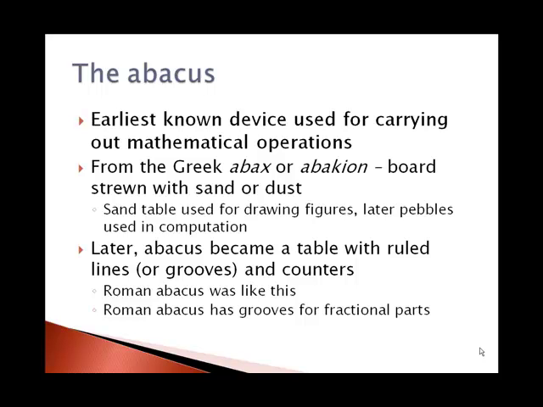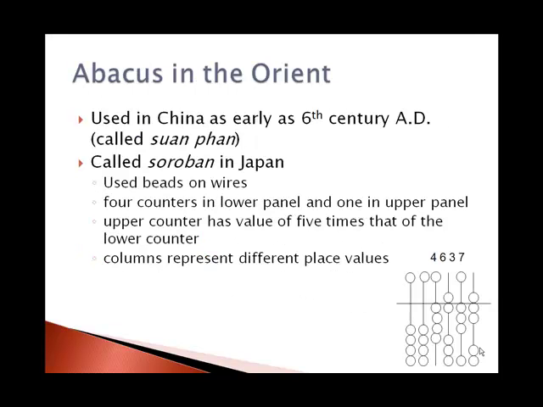Even after that, the abacus became a table that had grooves in it and some counters or pebbles. The Roman abacus was like this. And also, just for your information, the Roman abacus not only had grooves for whole numbers, but also for fractional parts. An abacus like this was also used in the Orient as early as the 500s AD. In China, it was called suanfan, and in Japan, it was known as the soroban.